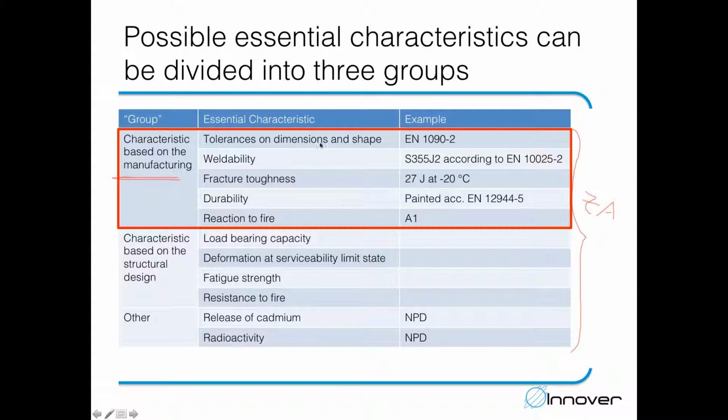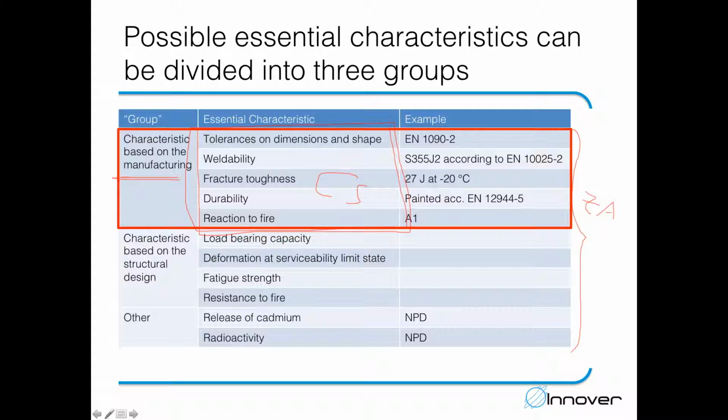And if you remember from the previous slide, these also heavily rely on the component specification. So it is impossible to declare any of these characteristics without a component specification. Then we have those characteristics that are based on structural design, and these are load-bearing capacity, deformation at serviceability limit state, fatigue strength, and resistance to fire.